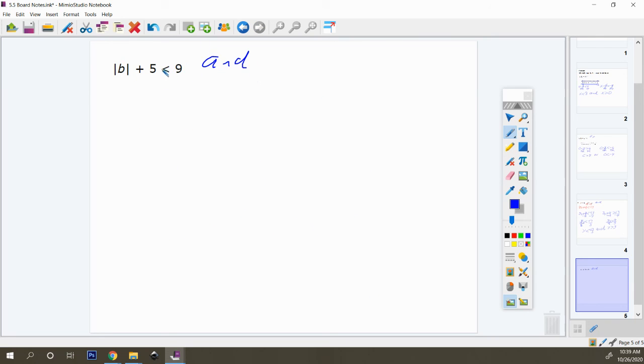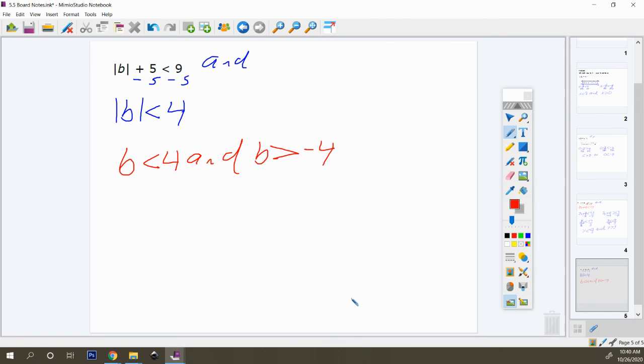So we want to get rid of this plus 5 before we ever get started. So I'm going to minus the 5. Absolute value of b is less than, because that's my symbol, 4. Okay, to solve this, we're now going to split it. b is less than 4. Write the other one, flip my symbol, change my sign, and hey, all the b's are by themselves. There's nothing else to do except put and, and then call her done.